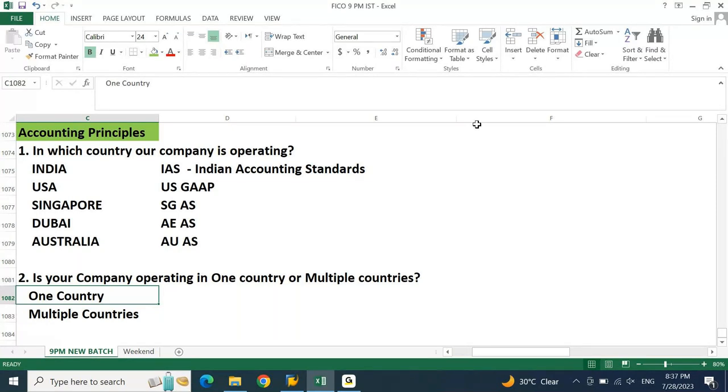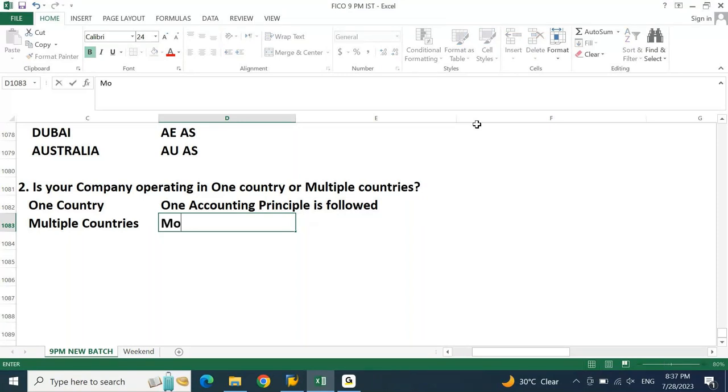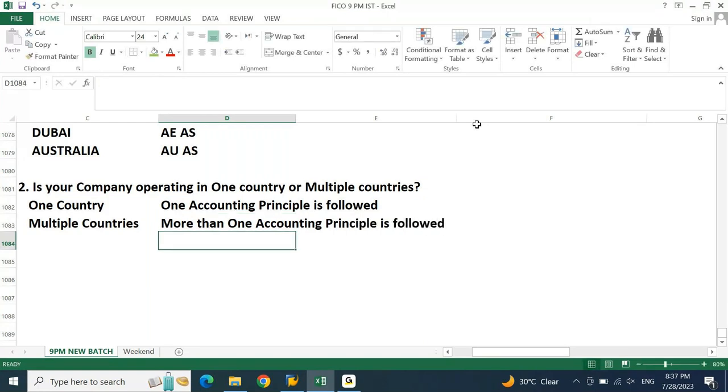If you are operating in one country, you will be following one accounting principle. If you are operating in multiple countries, more than one accounting principle is followed.